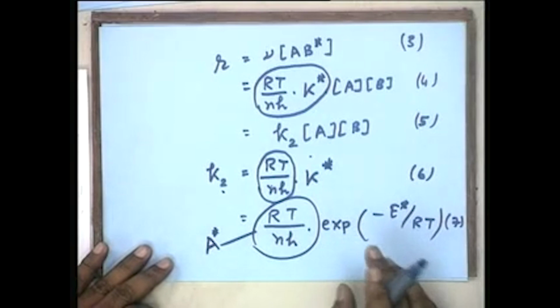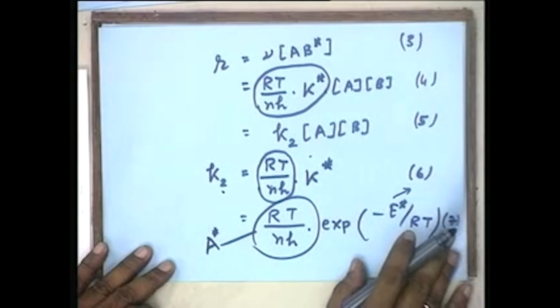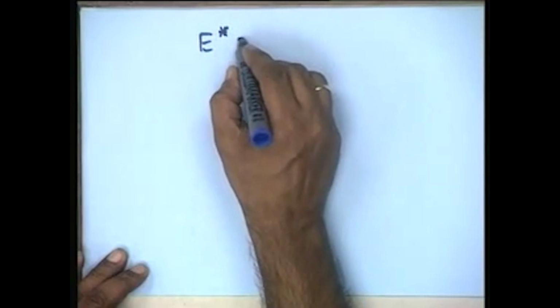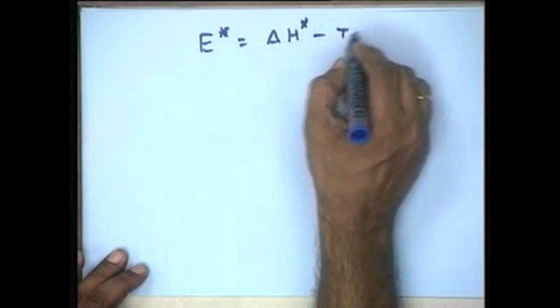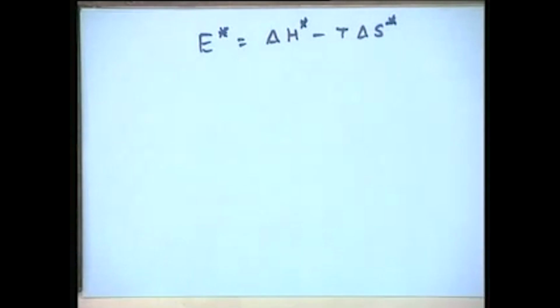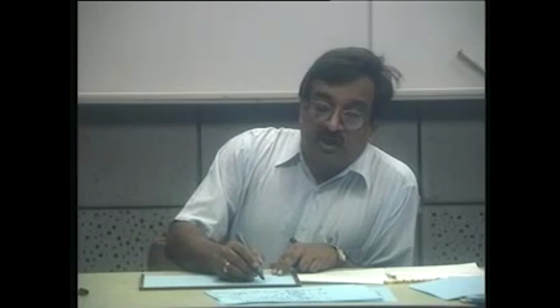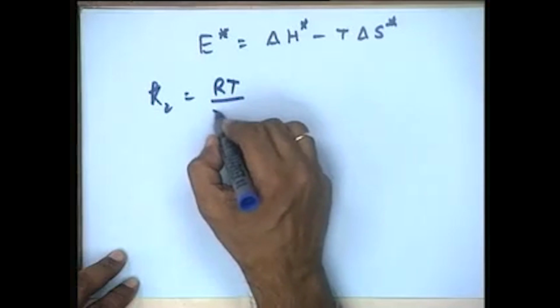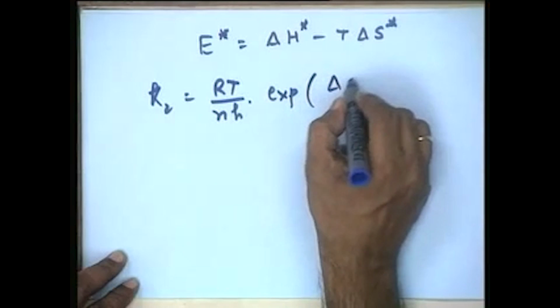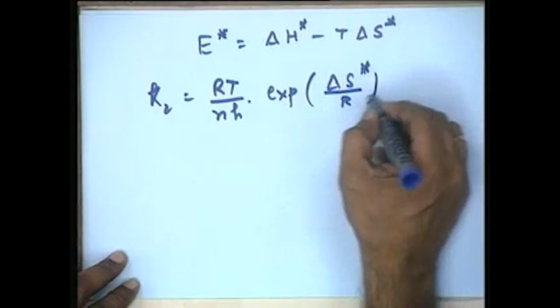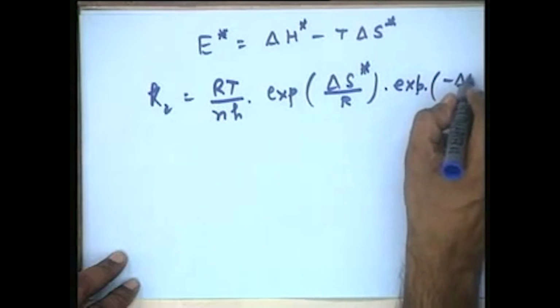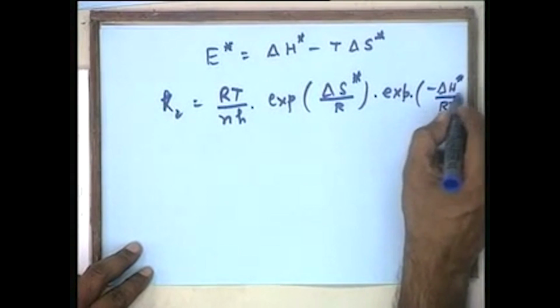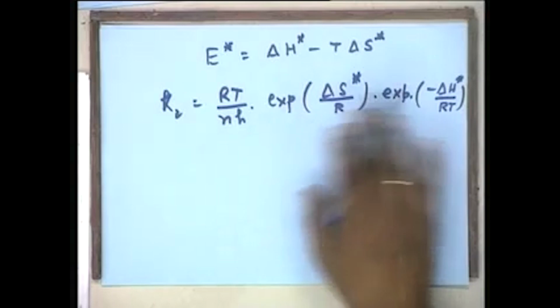and E star, again, can be separated into both enthalpic and entropic contributions. That means your E star can be equal to delta H star minus T delta S star from the second law of thermodynamics. That means the energy of activation can also be considered both in terms of entropic contribution as well as enthalpic contributions, and if you separate it, then you can write k2 equal to RT over Nh exponential delta S star over R into exponential minus delta H star over RT, and that is what gives you.